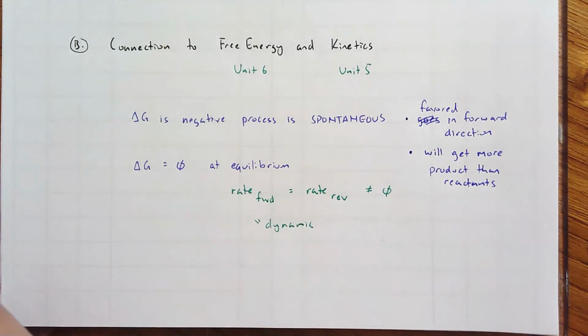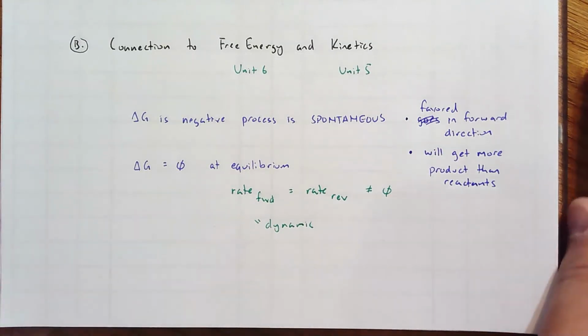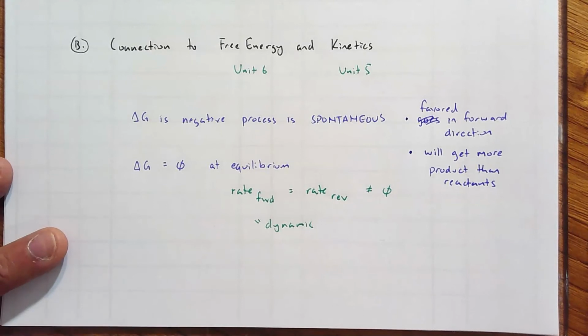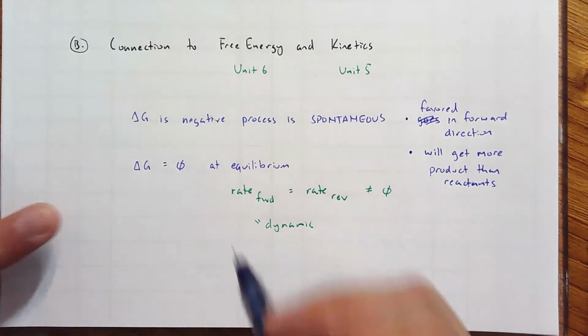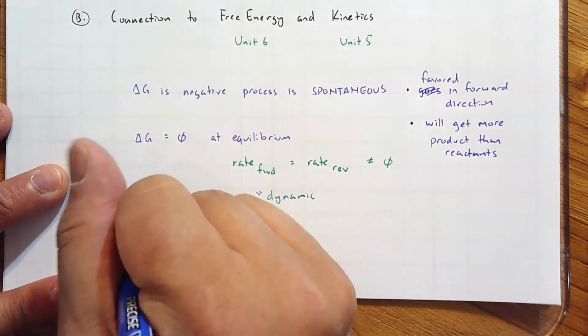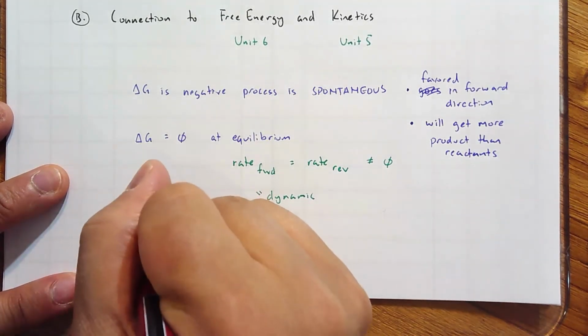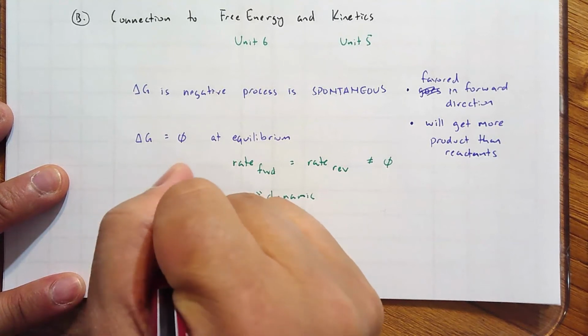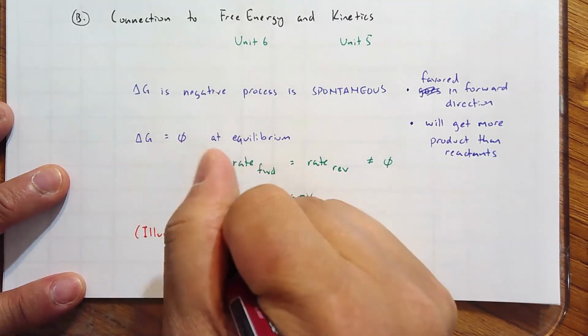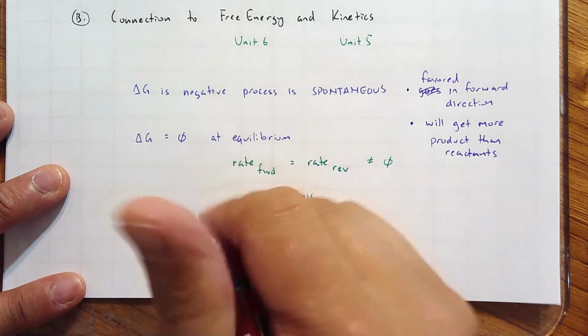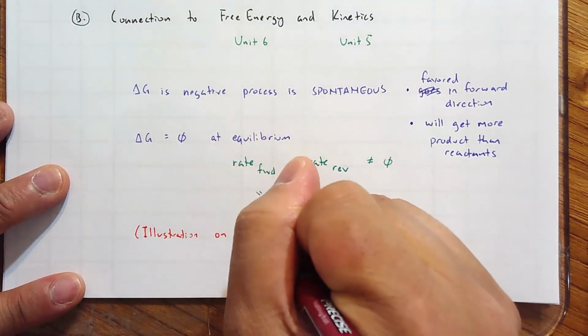Let me just make sure I'm not missing anything. Okay. So what I want us to look at is the illustration. So let's look at the illustration on the cover. It talks about population and the movement of people.